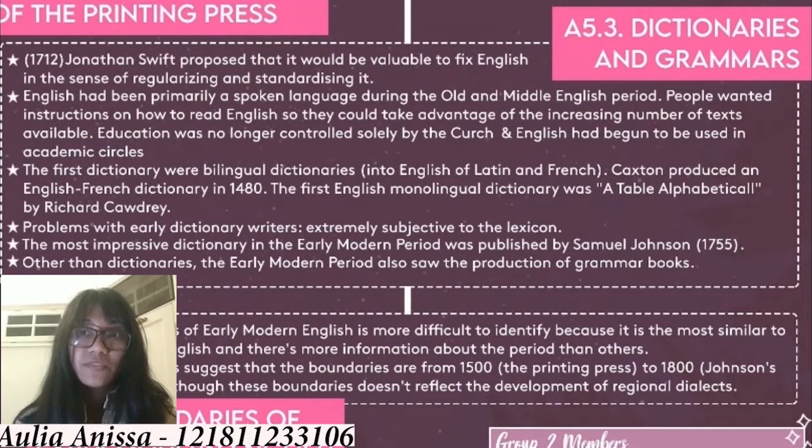The most impressive dictionary in the early modern period was published by Samuel Johnson in 1755. The dictionary contains definitions of almost 43,000 words and was compiled over a period of 9 years. As well as dictionaries, the early modern period also saw the production of grammar books. It explains syntax, the rules that govern the formation of meaningful sentences in that language.